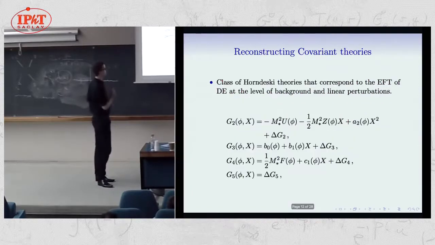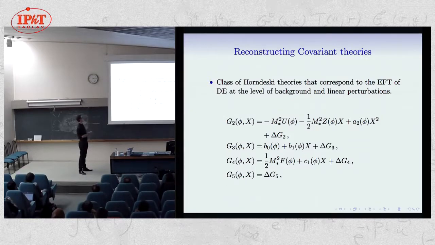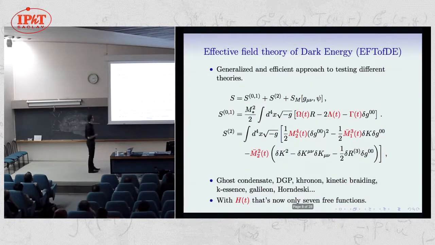So I'm just going to show you. I'll do a sketch of the derivation of this, to try and convince you that it's correct. So this is essentially the result. You have G2, G3, G4, G5. Each of these terms here are written in terms of the EFT parameters out here.